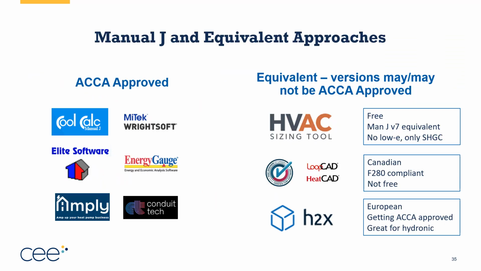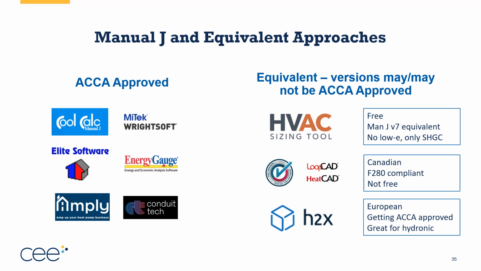So what are some Manual J and equivalent approaches here? If we're just talking software, the ones on the left: CoolCalc, RightSoft, Elite, Energy Gauge, Amply, Conduit Tech, and there are others out there. Quick Model 3D, which I mentioned earlier, I didn't include because that's effectively using the Energy Gauge calculations in the background. But there are several that are ACCA approved out there. And then there are ones like you see on the right, which are not ACCA approved, but probably give very, very similar results. The HVAC sizing tool is free. It's Manual J7 equivalent. It does not have low-E glazing as an option, but you can adjust the solar heat gain coefficient, which helps you mimic that.